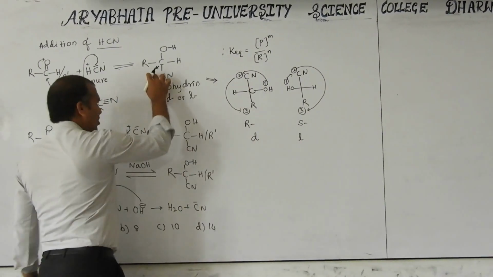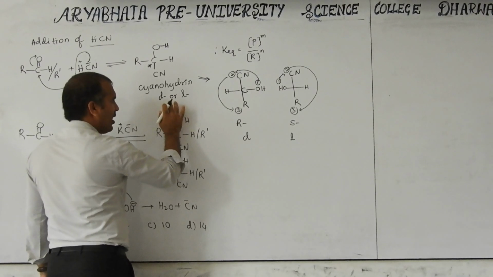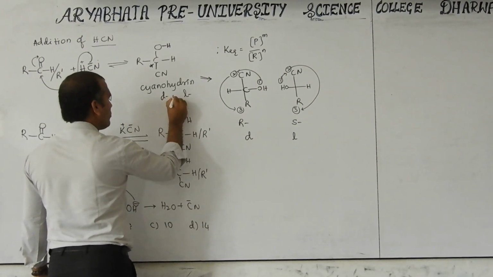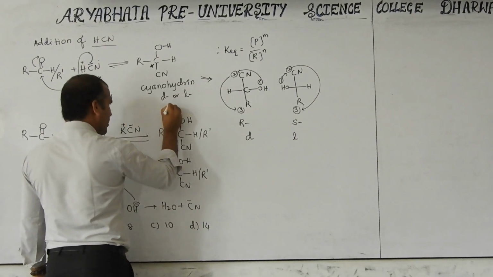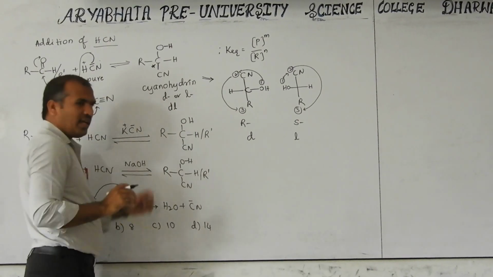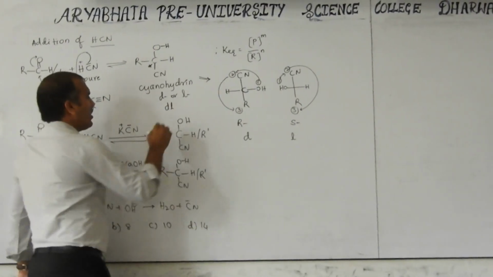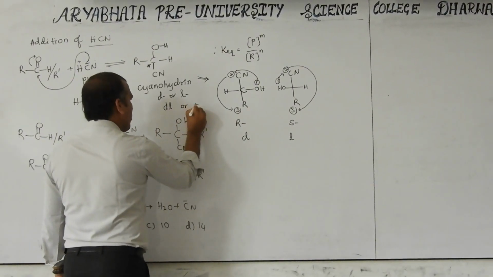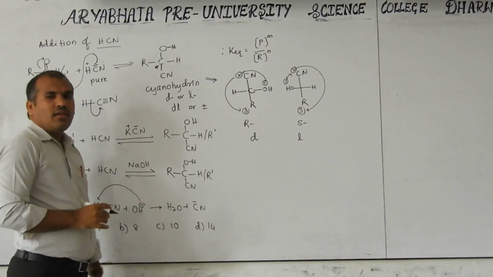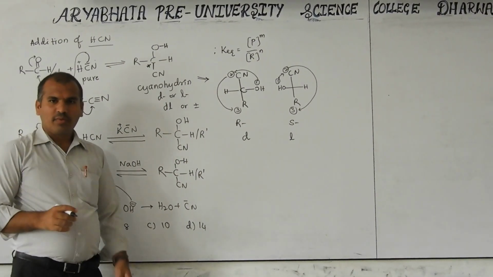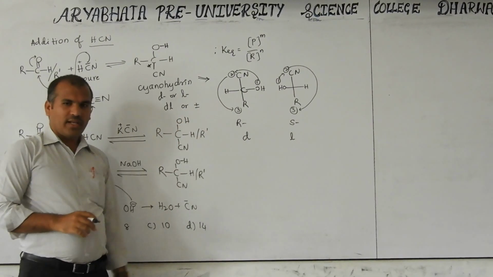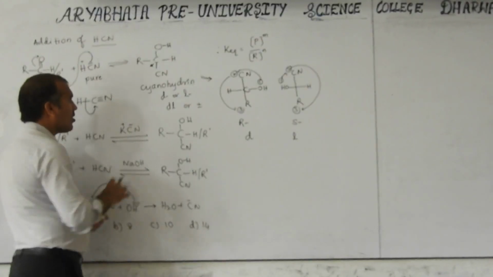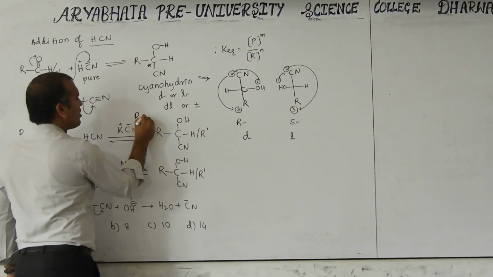That's why the formed compound is DL. It can be represented like this, DL compound. Otherwise, it may be represented as plus or minus. You may know from the halogen chapter, racemic mixture is denoted by plus or minus. So totally, the formed compound here is a racemic mixture.